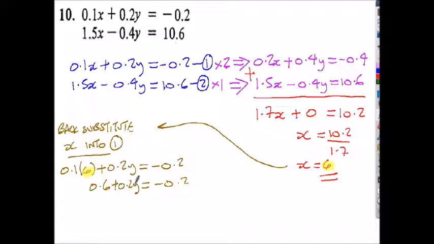Subtracting 0.6 from both sides of the equation leaves us with 0.2y is equal to negative 0.8, and therefore y is equal to negative 0.8 divided by 0.2. That gives us a value of negative 4.